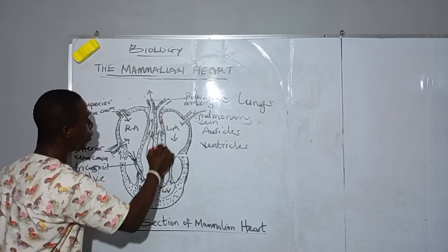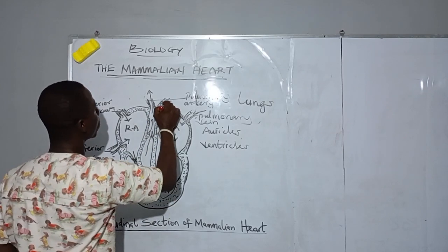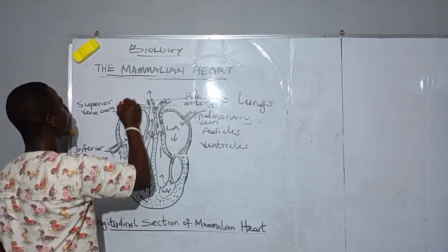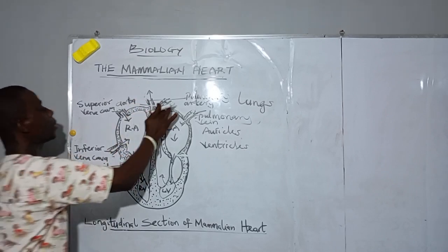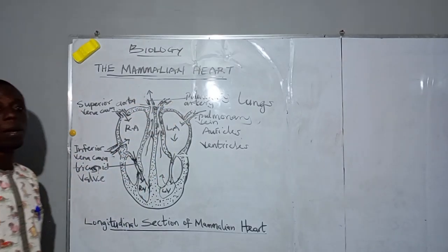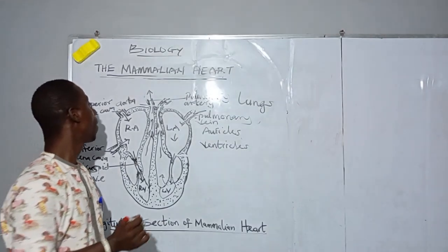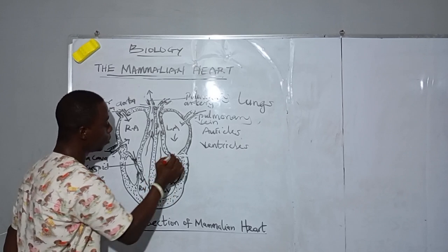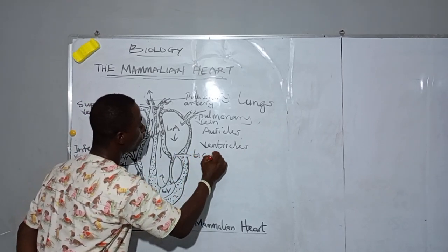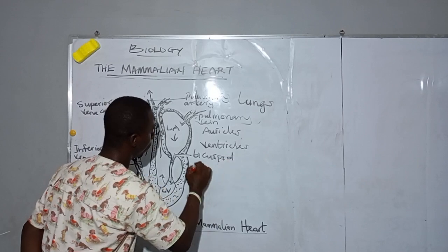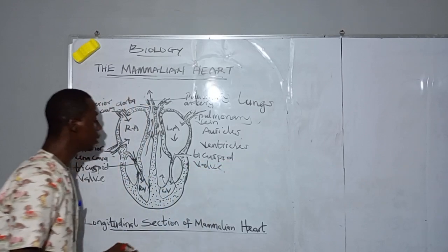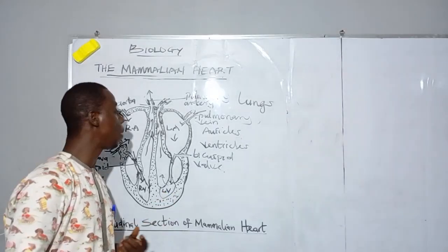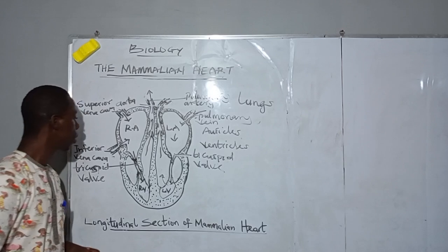The blood moves out into the aorta. And this is the artery that supplies blood to all parts of the body. Also, in between the left auricles and the left ventricles is the bicuspid valve, which performs the same function as the tricuspid valve, that is prevention of backflow of blood.